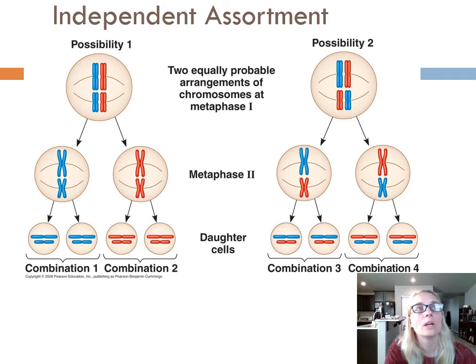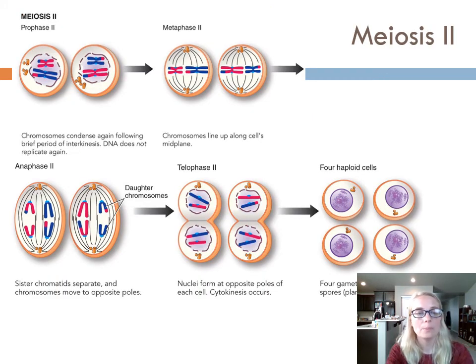combined to give you huge amounts of genetic diversity in sexually reproducing organisms, which is a benefit because it gives us the ability to fight off diseases and pass on traits that are beneficial for the environment that we are in. Okay, picking back up.